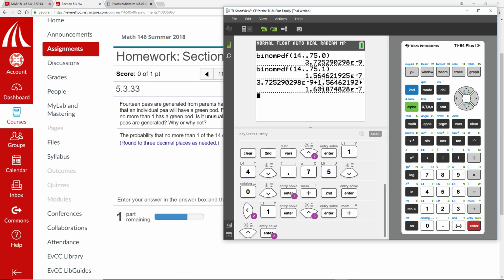It's a rare chance. I mean, there was a 75% chance that it was green. Out of 14 of them, it's very unlikely to happen, to where basically they're all yellow. But when we added them together, this is what we got. This turned out to be our probability.